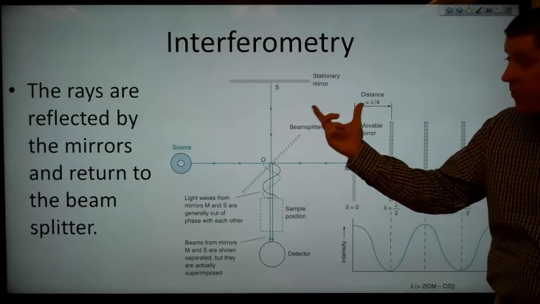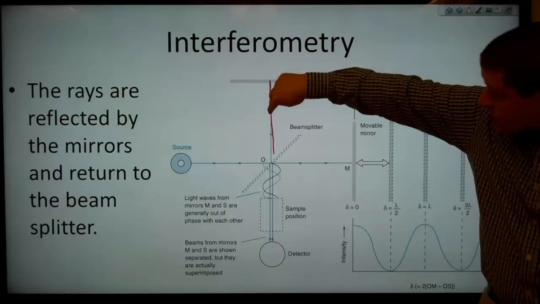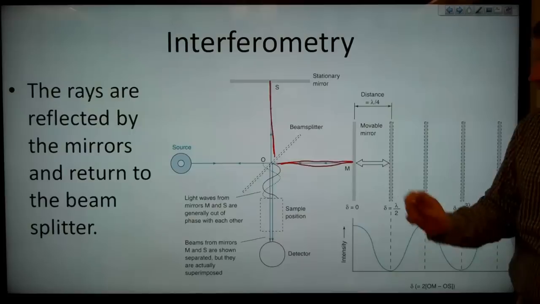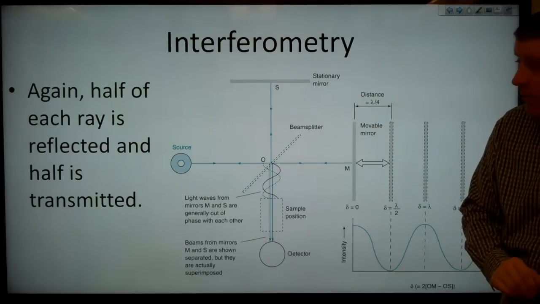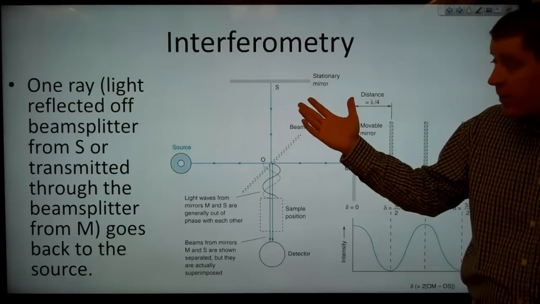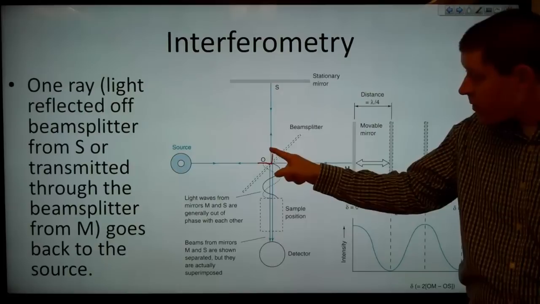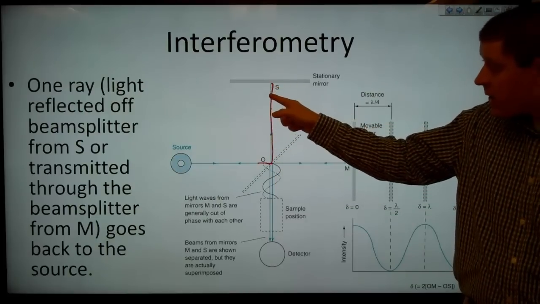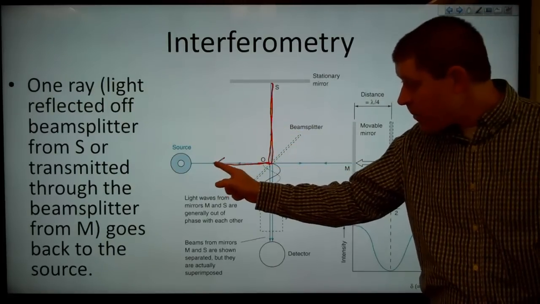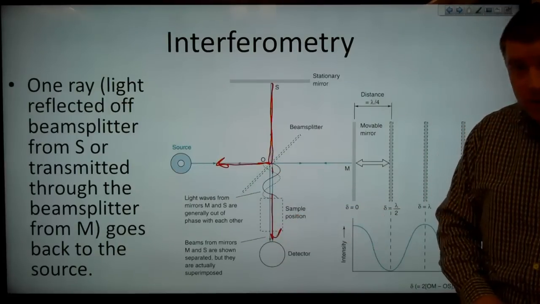And these rays are then reflected by our mirrors and returned back to our beam splitter. So the ray that went up here is being reflected back, and the ray that went this way is also being reflected back. And again, half of each ray is going to be reflected and half is transmitted. So one ray from each mirror goes back to the source. This is the light that was reflected off the beam splitter, reflected off our stationary mirror, and comes back to the beam splitter. Half of that light gets reflected back to our source. The other half gets transmitted through to our detector.